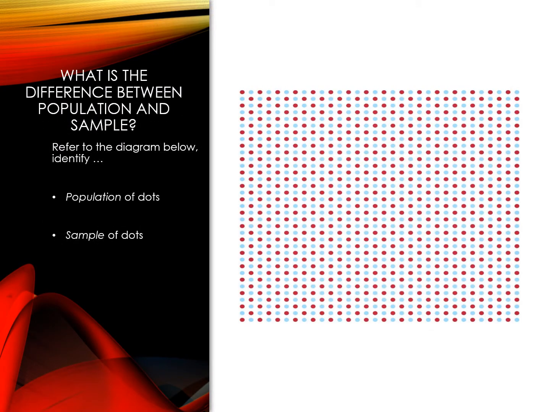So if we look at the diagram here, we've got a bunch of different dots. We've got blue dots and red dots. So the population of the dots are all the dots, all the blue dots and all the red dots. If we look at a sample of the dots, so a subset of the population, we can say just the red dots or just the blue dots. Or maybe we can even go just the dots that are in the upper half of the diagram or the lower half or the left half or the right half. So we're looking at a subset of all the dots.